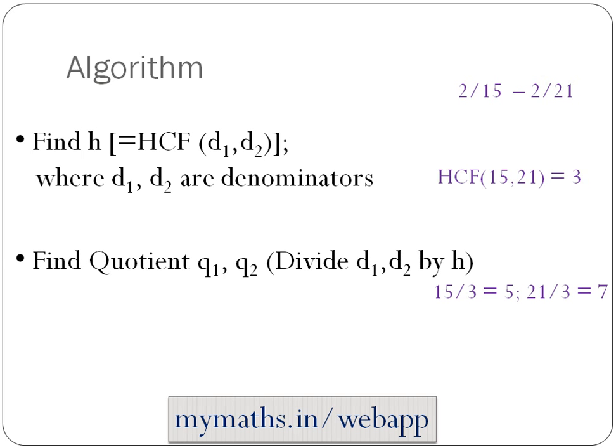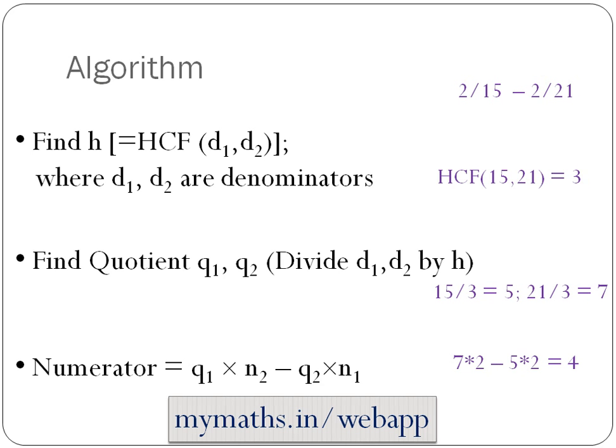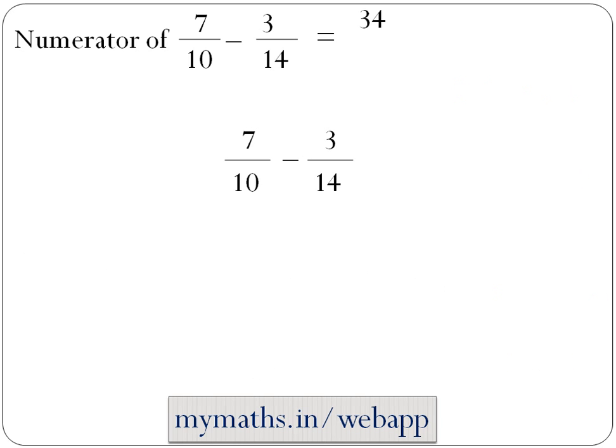Now once we get the HCF, we divide the denominators by the HCF. So 15 by 3 is 5 and 21 by 3 is 7. And then we cross multiply. So 7 times 2 is 14 and 5 times 2 is 10. 14 minus 10 is 4. That's how we get the numerator for the subtraction of these fractions.